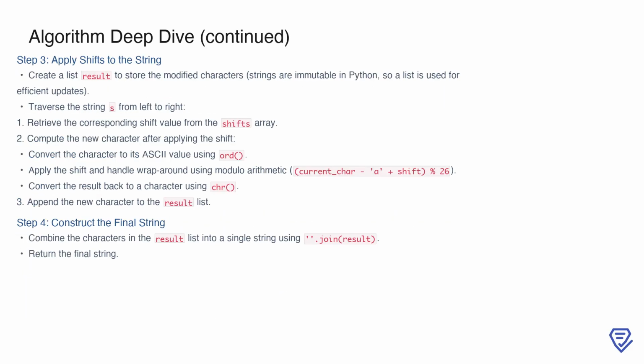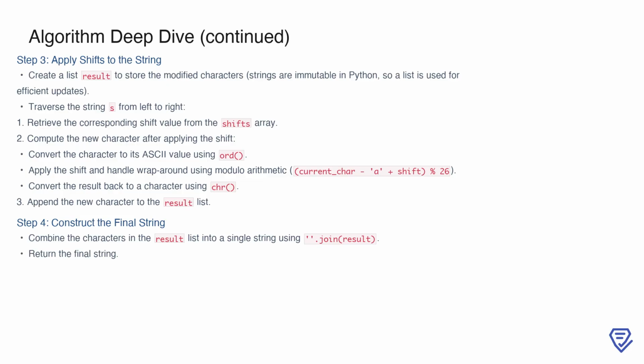Once we have the cumulative shifts ready, we can proceed to modify the string. Since Python strings are immutable, we use a list called result to store the updated characters as we process them. We iterate through the string S from left to right, and for each character, we retrieve the corresponding shift value from the shifts array. To apply the shift, we first convert the character to its ASCII representation using the ord function. Then, we calculate its new position in the alphabet by adding the shift value and applying modulo 26 to handle wraparound cases, such as shifting past Z.